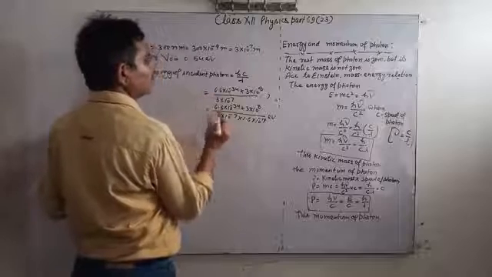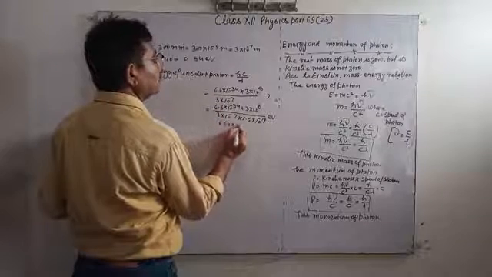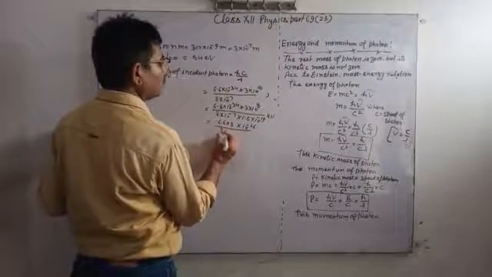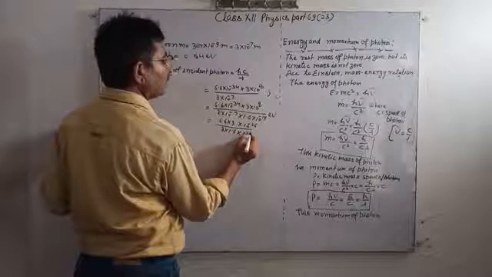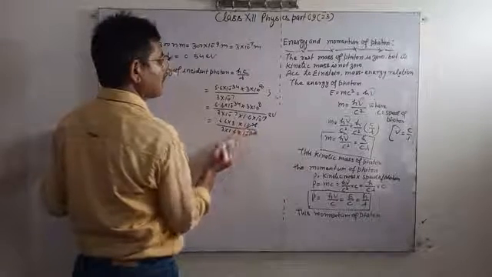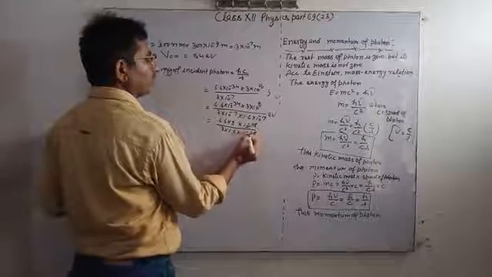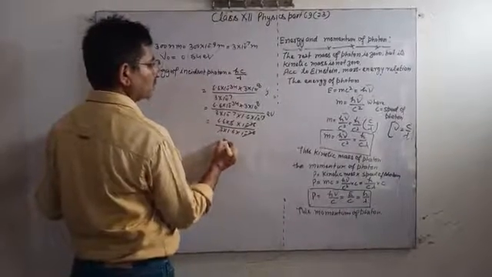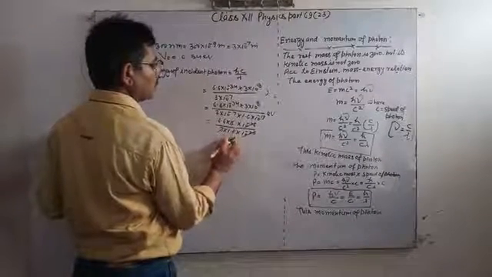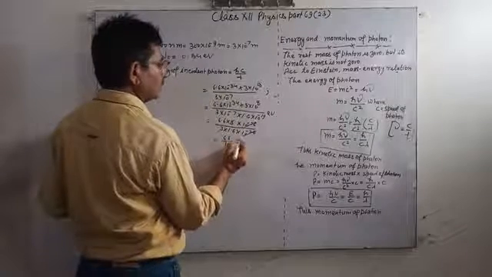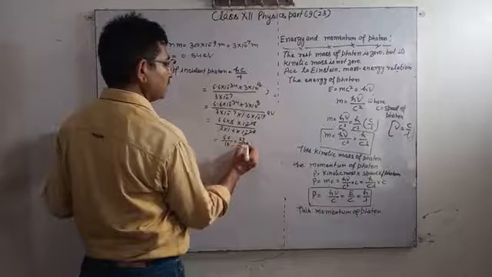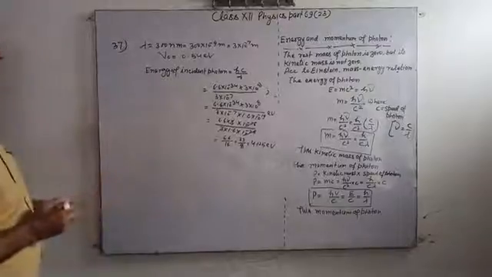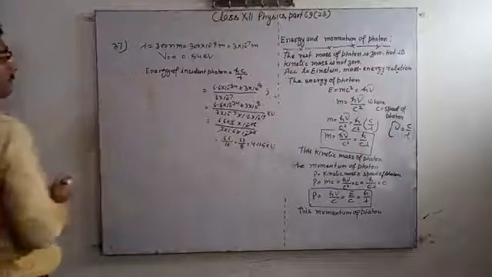Now here you will get 6.6 × 3 × 10^-26 upon 3 × 1.6 × 10^-26. The 10^-26 cancels with 10^-26, the 3 cancels, and the 6.6 also cancels. That will be 33 by 8, which is 4.125 electron volt. This is the answer of the first part.